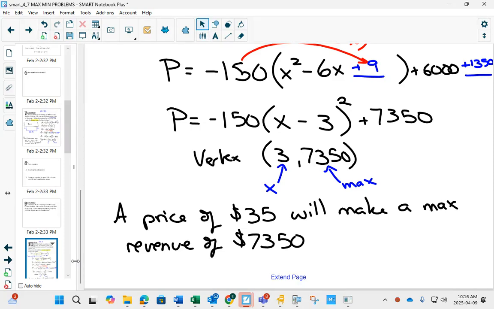of $7,350. Businesses do this all the time, right? Are Jets playoff tickets cheaper or more expensive than regular season? More expensive. Why? It's a big event. People are willing to spend more money, so they're like, oh, if people are willing to spend more money, what should we do? Make more money. Raise the price, right? They want to raise the price almost to like, we still want to sell it out.